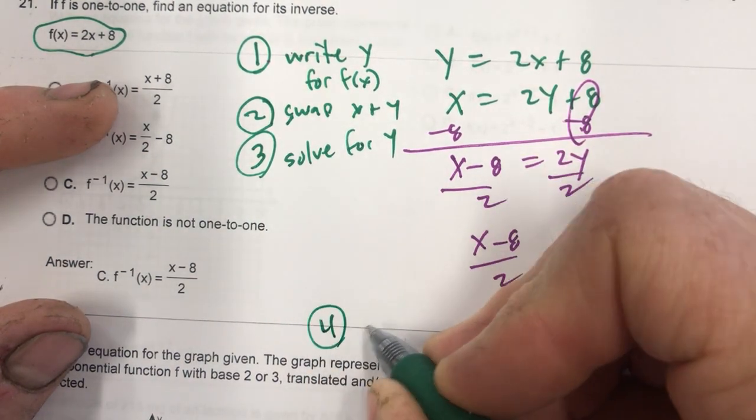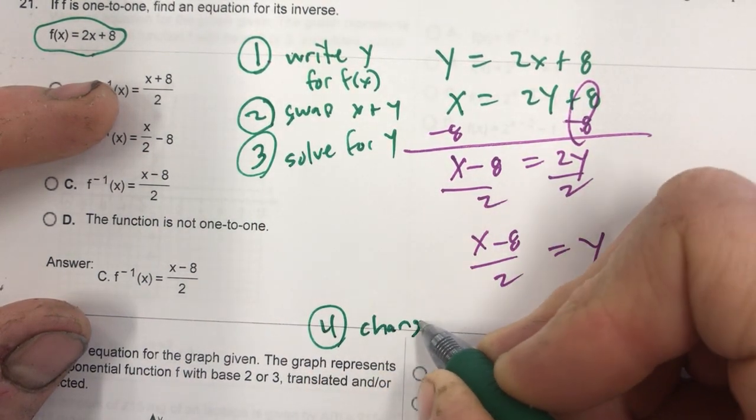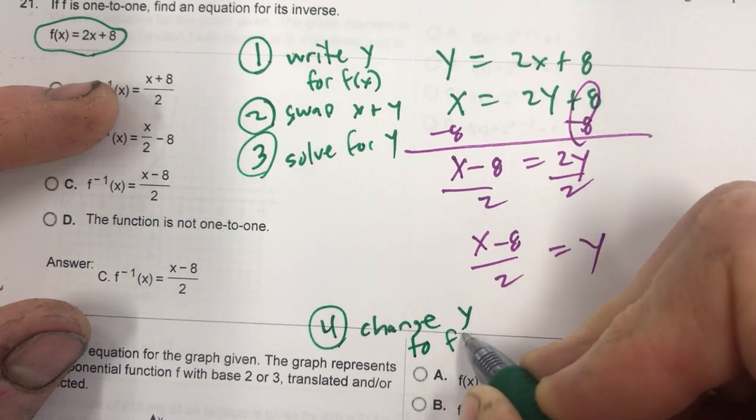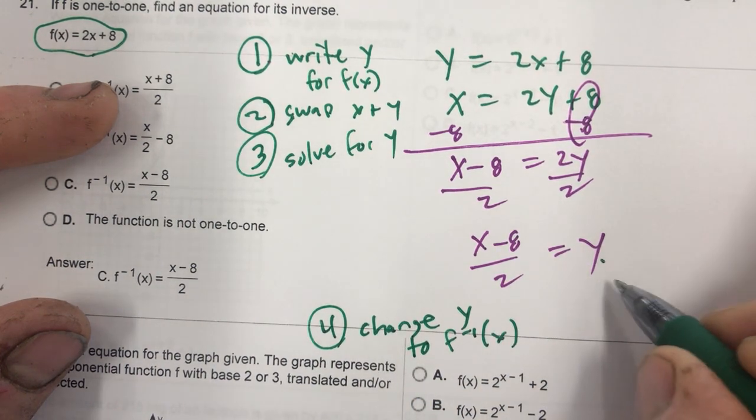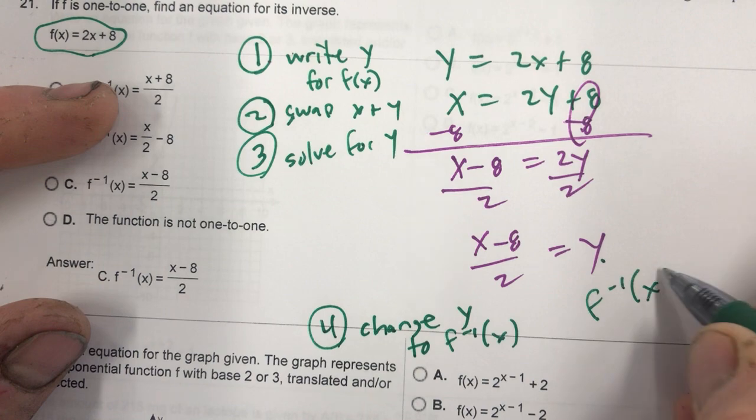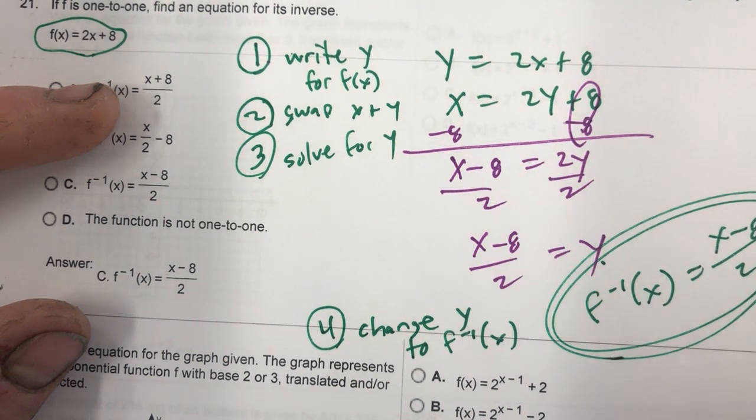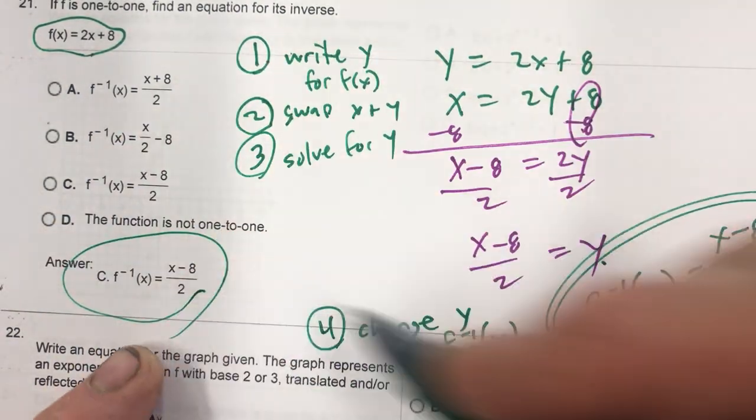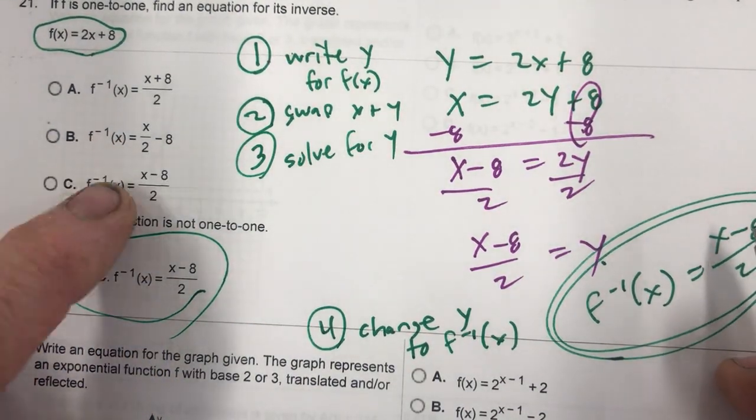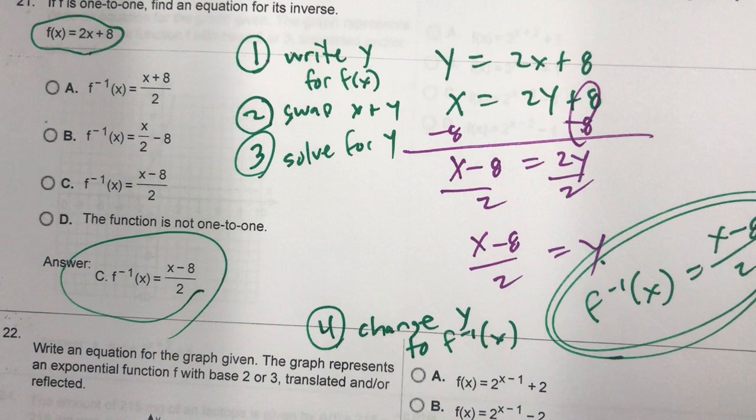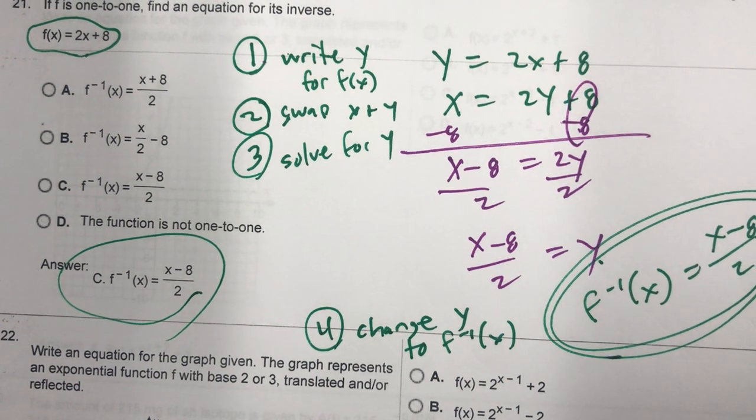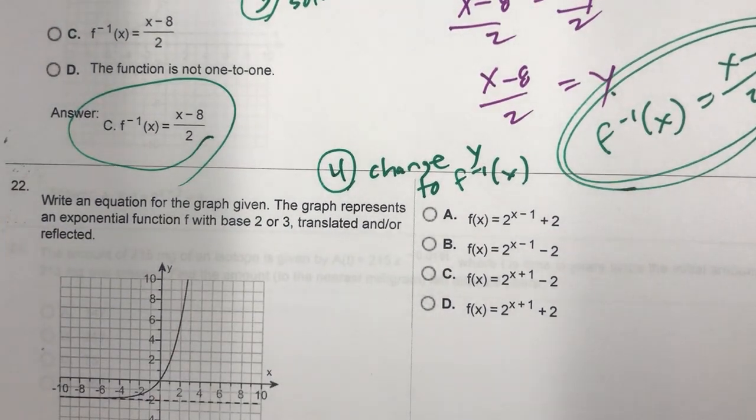Now step 4, change y to f inverse of x. So right here, this is f inverse of x, and it equals this x minus 8 all divided by 2. And there's my inverse function, which you can see right here. C is the answer.